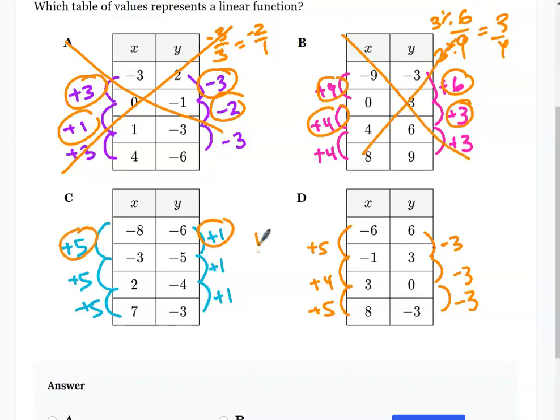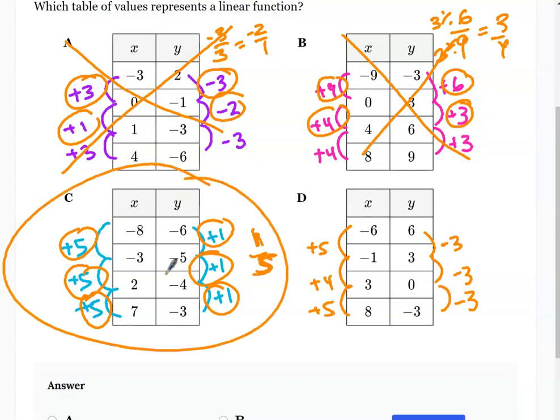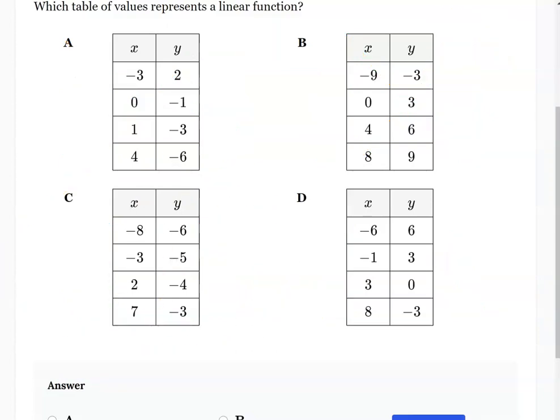For C, I've got 1/5 here, 1/5 over here, and 1/5 over there. That is constantly the same rate. So C is the winner.